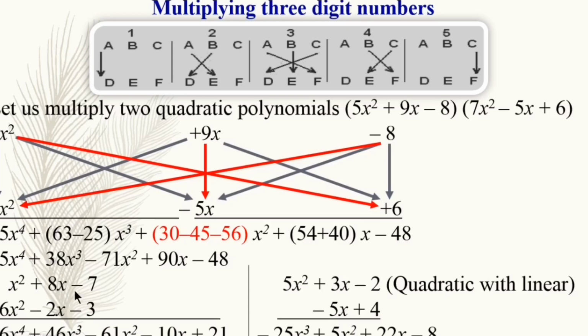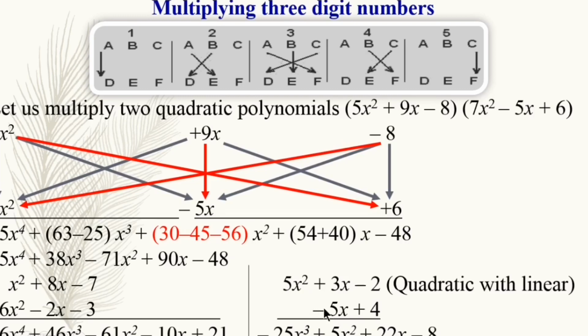61x square. Then we cross multiply these, minus 24x and plus 14x is minus 10x, and then we vertically multiply, minus to minus is plus, and 7 into 3 is 21. So that's the answer. Here is a quadratic polynomial multiplied by a linear polynomial.